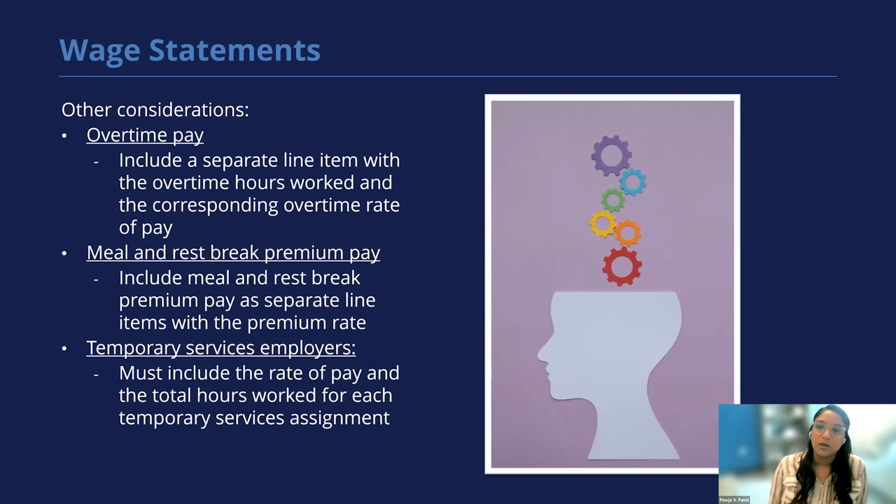Some considerations when you're looking at what needs to be included is for overtime, you want to include a separate line item that would state the number of overtime hours worked and the corresponding overtime rate of pay, as well as meal and rest break premiums. That would be a separate line item with the premium rate. And that is because the last item that is required for the wage statement is all applicable hourly rates in effect and the corresponding hours.